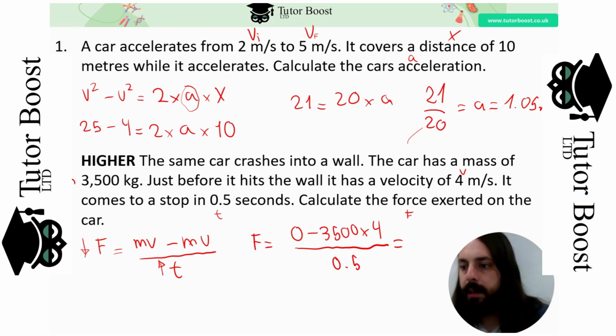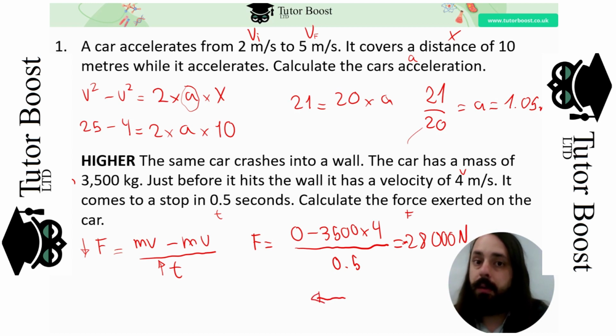So our answer is negative 28,000 newtons. Okay? Now, you might have noticed that we've got a negative symbol over there. So actually the force will be negative. So what does it mean? It means that the force is going in the opposite direction as our original motion. So the force is coming towards us. Yeah? And that's it.